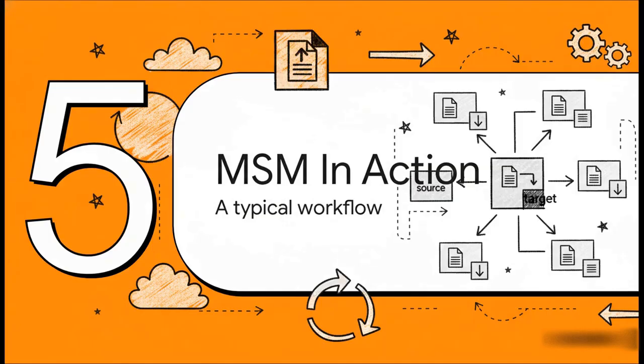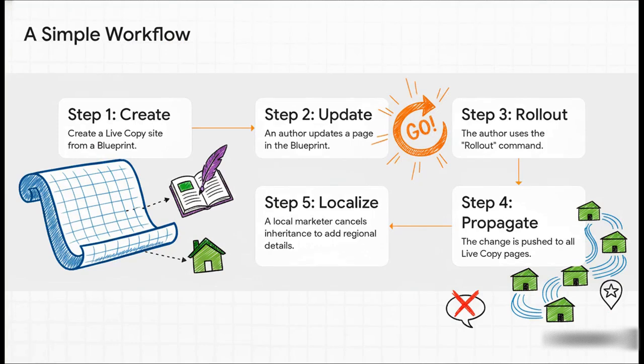Okay, theory is great, but let's see how this all builds out in the real world. Let's walk through a super common workflow step by step to see how all these pieces, blueprints, live copies, rollouts, and local edits, all play together so nicely. So here we go, step 1. You set up your new live copy site from your master blueprint. Easy enough. Step 2, down the road, an author on the global team makes a change to a page in that blueprint. Step 3, they hit the rollout button.